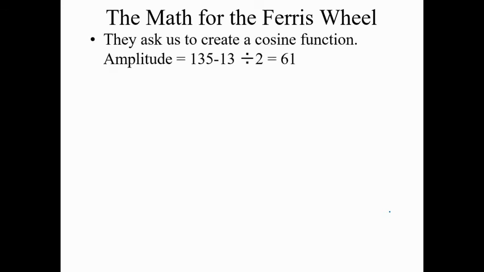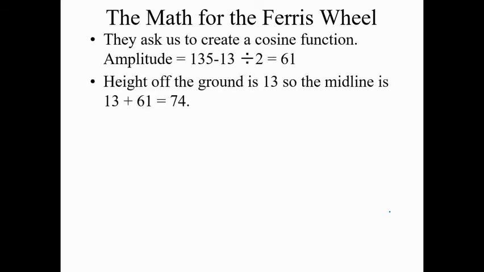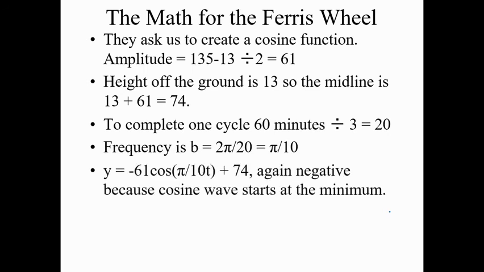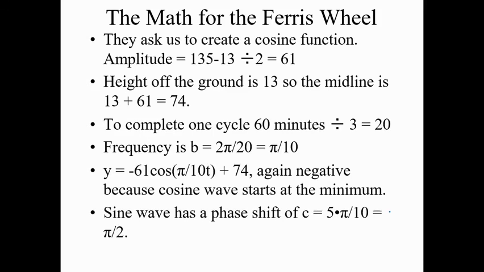Okay. The amplitude was 61. The height off the ground is 13. So the midline changes to 74. One complete cycle was 60 minutes divided by 3 equals 20. The frequency, again, is 2 pi divided by 20. If you want this as a cosine, notice you have to have the negative because the cosine wave starts at the minimum. And the sine wave has a phase shift, though, and we can figure that out. And notice that, again, the sine has a phase shift of negative 2 pi over 2.